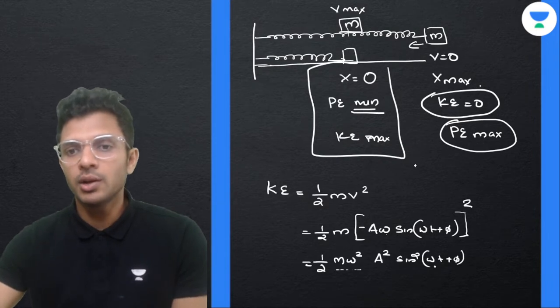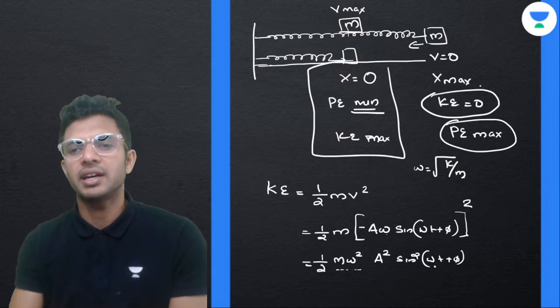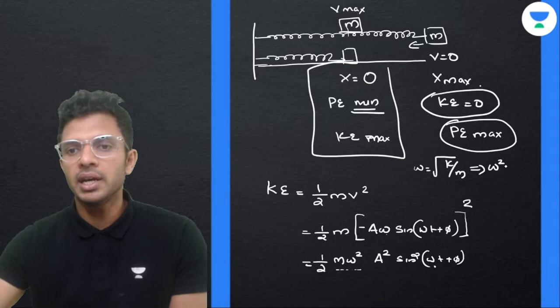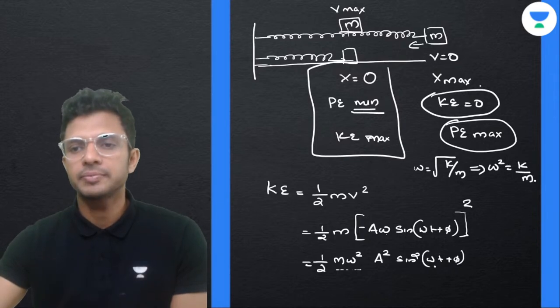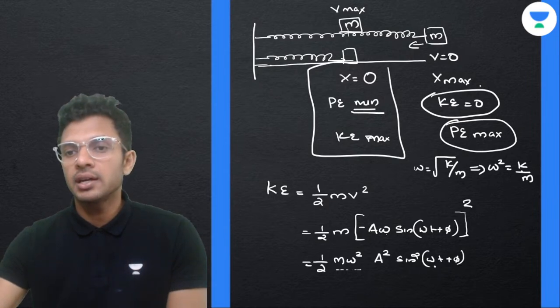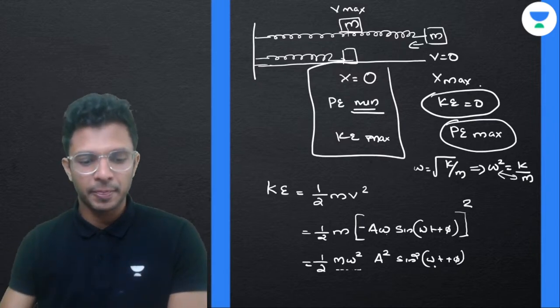Now we all know that omega का value is equal to root of k by m. थोड़ी देर पहले we have derived, है ना? So square कर ले. Omega square will be equal to k by m. सही है, ठीक है. So k will be equal to m omega square. Can you see that? M and omega square ka value, if you multiply, you will get k, isn't it?